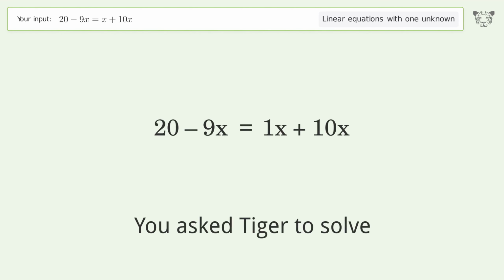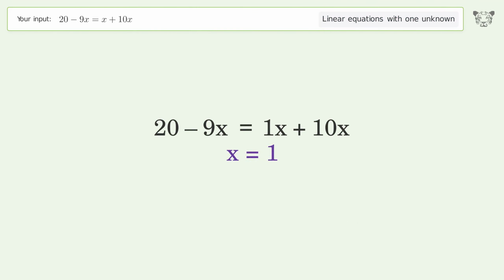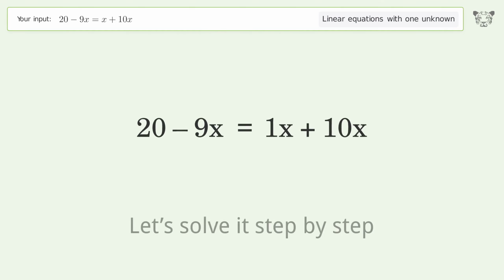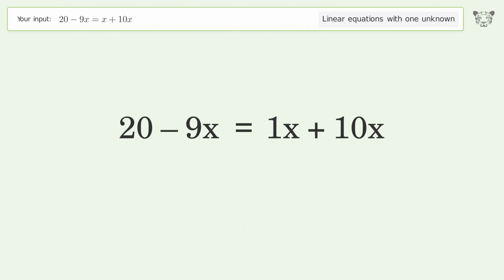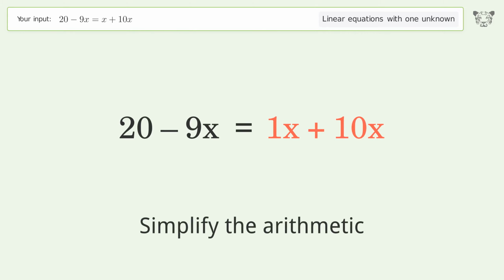You ask Tiger to solve. This deals with linear equations with one unknown. The final result is x equals 1. Let's solve it step by step. Simplify the expression. Simplify the arithmetic.